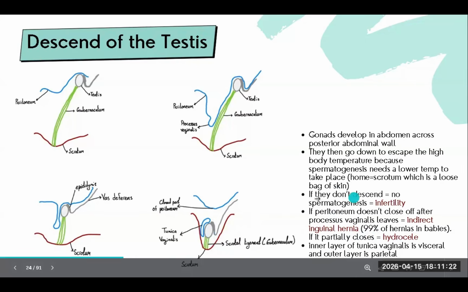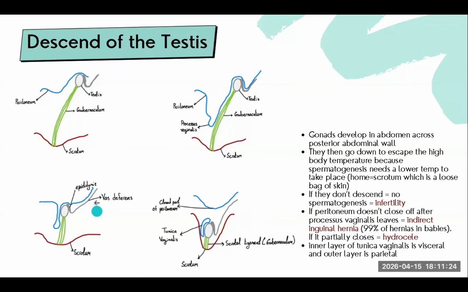One more thing we should mention is that if the testes does not descend and they remain in the abdomen, spermatogenesis will not take place, and this would lead to infertility because the male cannot produce sperm.